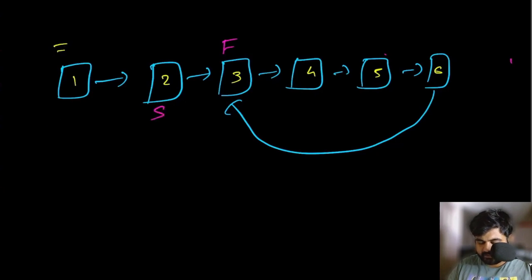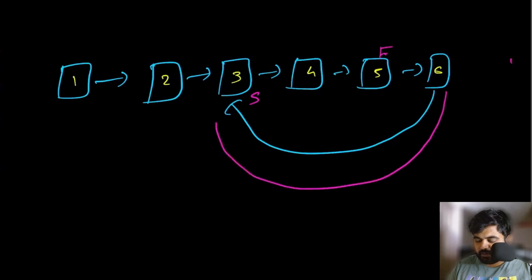Let me get rid of these two. Again, if we repeat the same process, fast pointer makes 2 iterations, so fast pointer is going to end up over here. Slow pointer is going to make 1 iteration, so slow pointer is going to end up over here. Again, let me get rid of the old entries. Same way, fast pointer now again takes 2 iterations. What would happen is that fast pointer would end up over here where slow pointer already is.